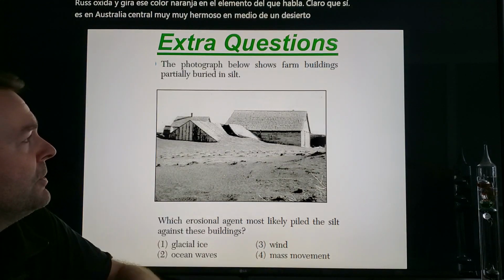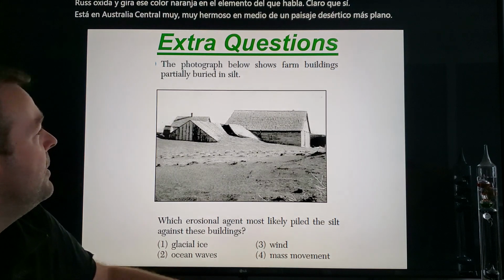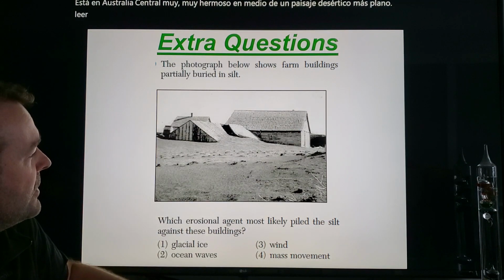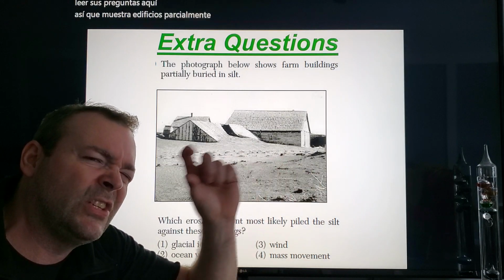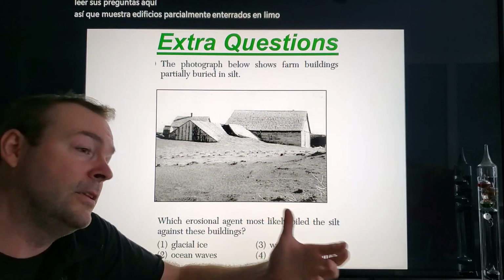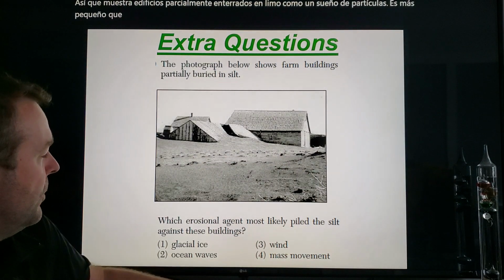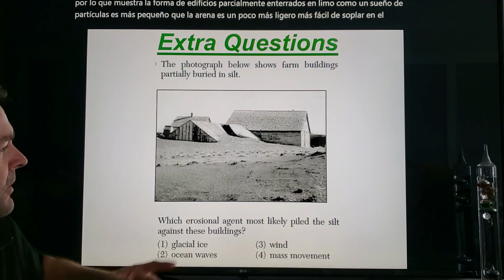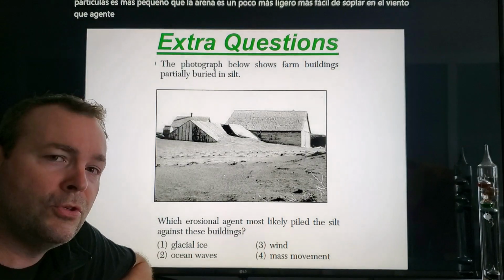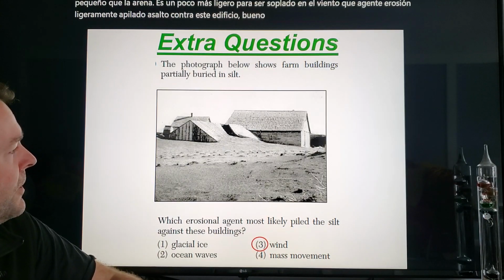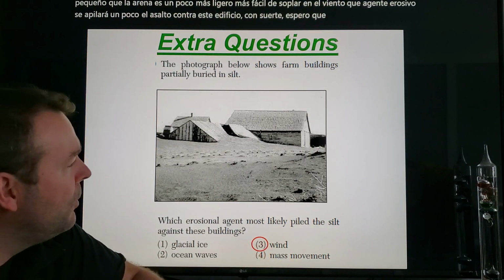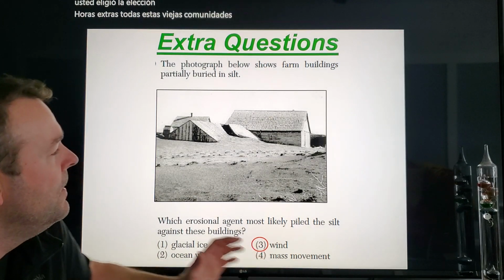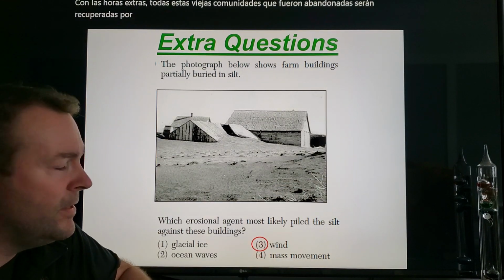All right, so let's wrap it up with a couple of Regents questions here. The photograph below shows farm buildings partially buried in silt. Silt is a particle a little bit smaller than sand. It's a little bit lighter. It's easier to be blown in the wind. Which erosional agent most likely piled the silt against this building? Well, hopefully you chose choice 3. All right. Over time, all these old communities that were abandoned will be taken back by nature, and wind erosion is just one of the ways that it'll do that.